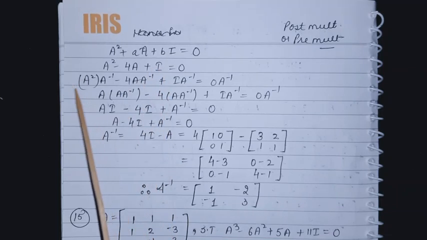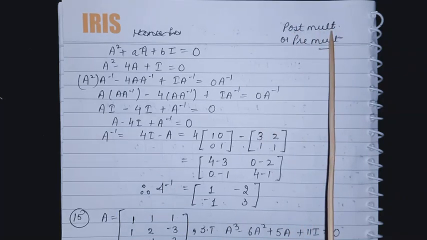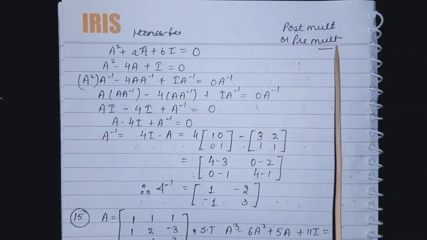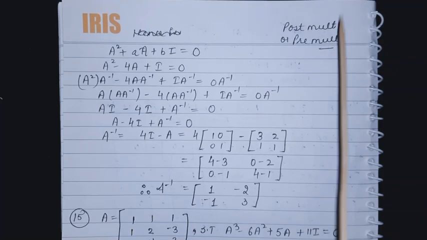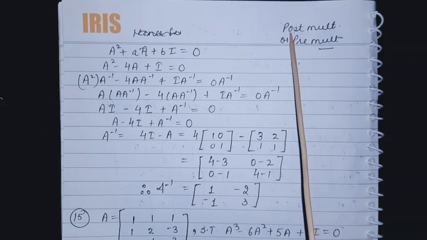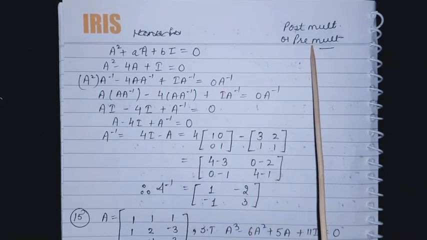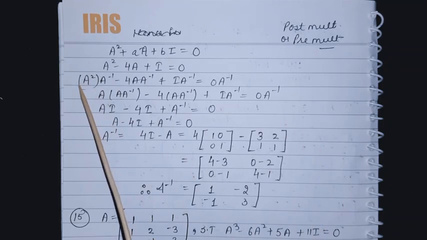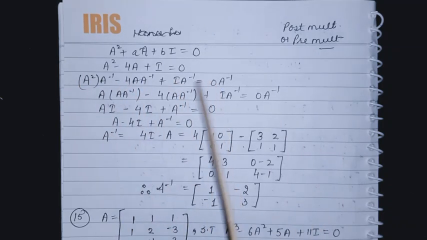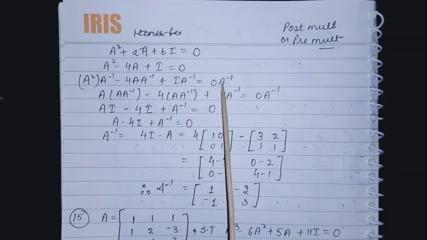So for that we can do two things. Either we can post multiply our equation with A inverse, or we can pre-multiply our equation with A inverse. Now maybe you are thinking, what is post multiplication? Post multiplication basically means on the back side of every term. Pre-multiplication basically means on the front side of every term. So here we are doing post multiplication by A inverse on both the sides.